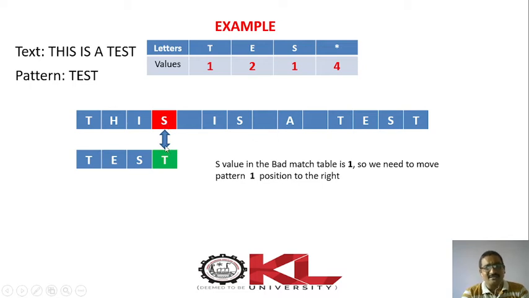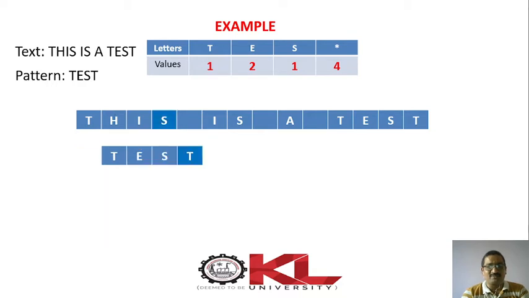If it is not matched, we look at the character. S exists in the bad match table. Yes, S exists in the bad match table. What is its value? S equals 1. Since S equals 1, we can move the pattern one position to the right. You always start from the next position, so one position to the right.